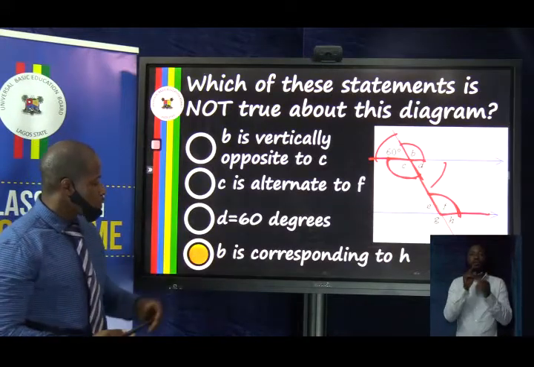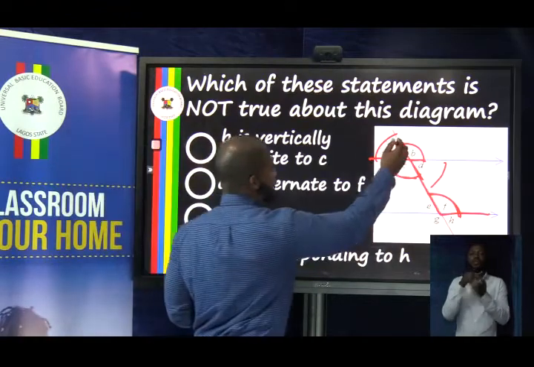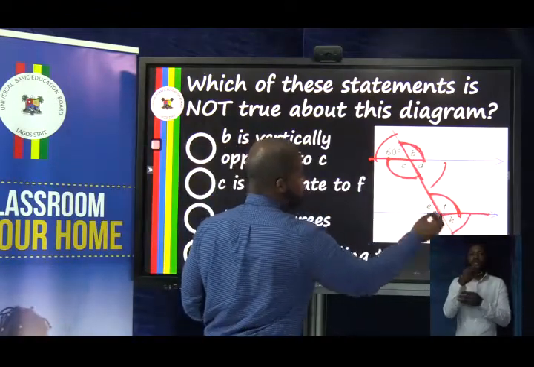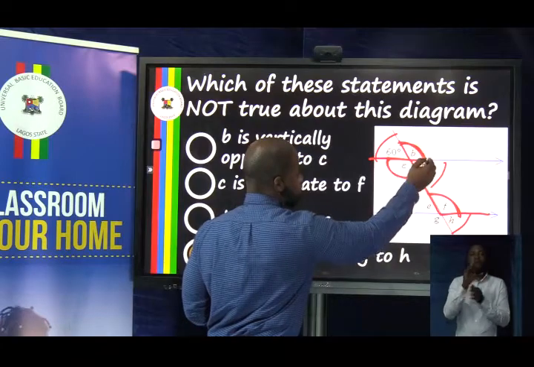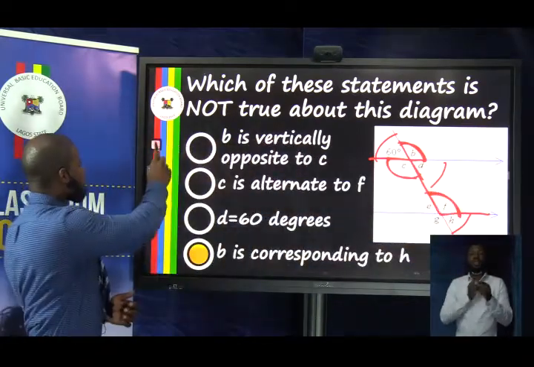But this last one that is wrong says B is corresponding to H. Now this is B and this is H. They are not corresponding, because if we identify the F, B is above, it is F that is corresponding to B. Let's move on.